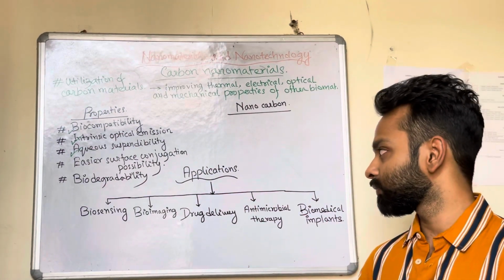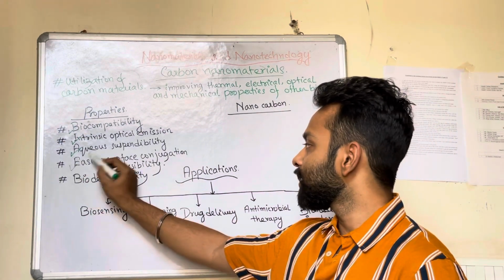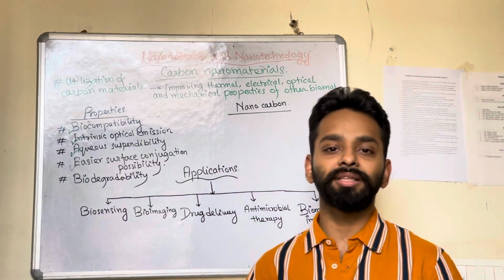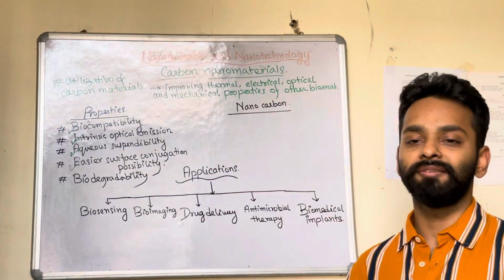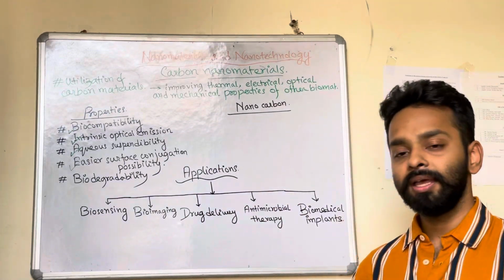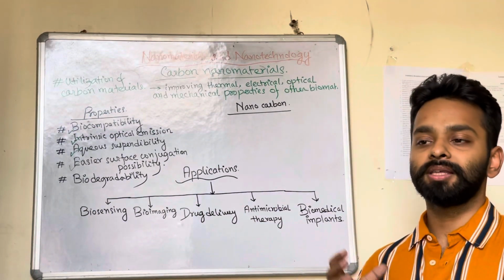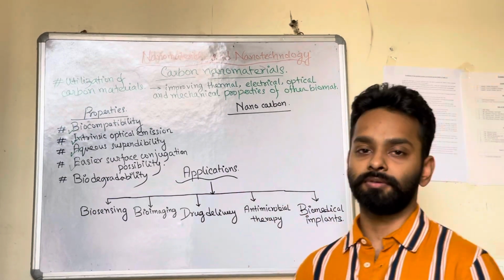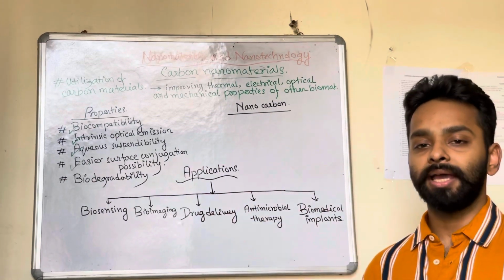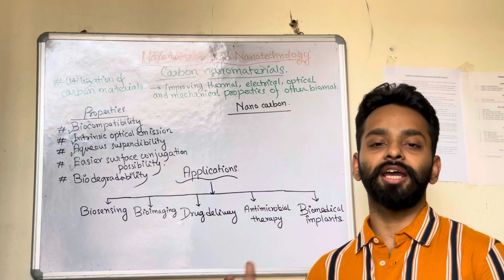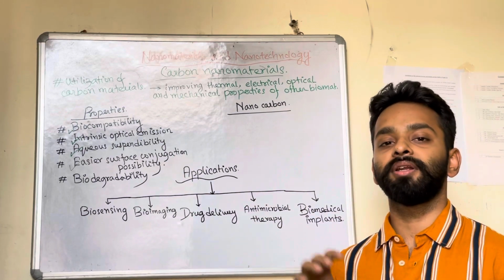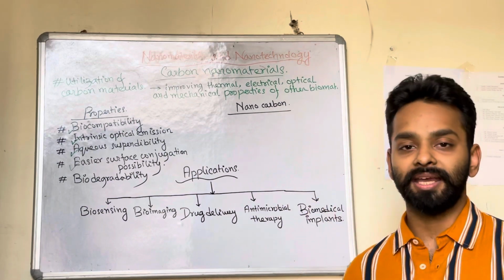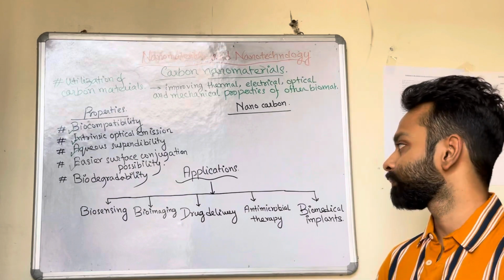Then coming to the third property, it is the easier surface conjugation possibility. This is also in line with the therapeutic drug delivery application, where the surface of these carbon nanomaterials might have functional moieties or functional groups with specific chemistry. This chemistry can be utilized for conjugating different types of molecules on the surface of carbon nanomaterials, thereby improving their overall surface characteristics.